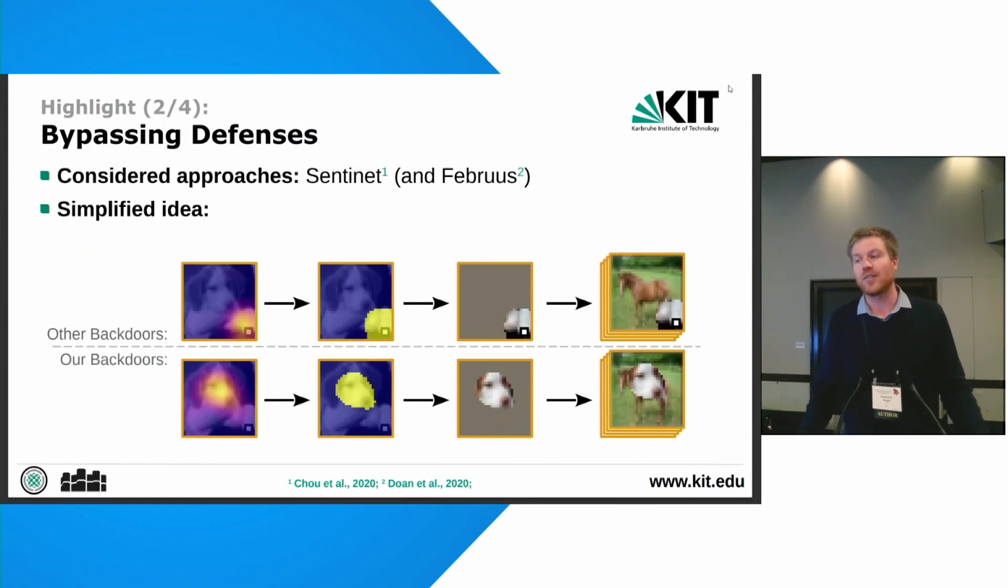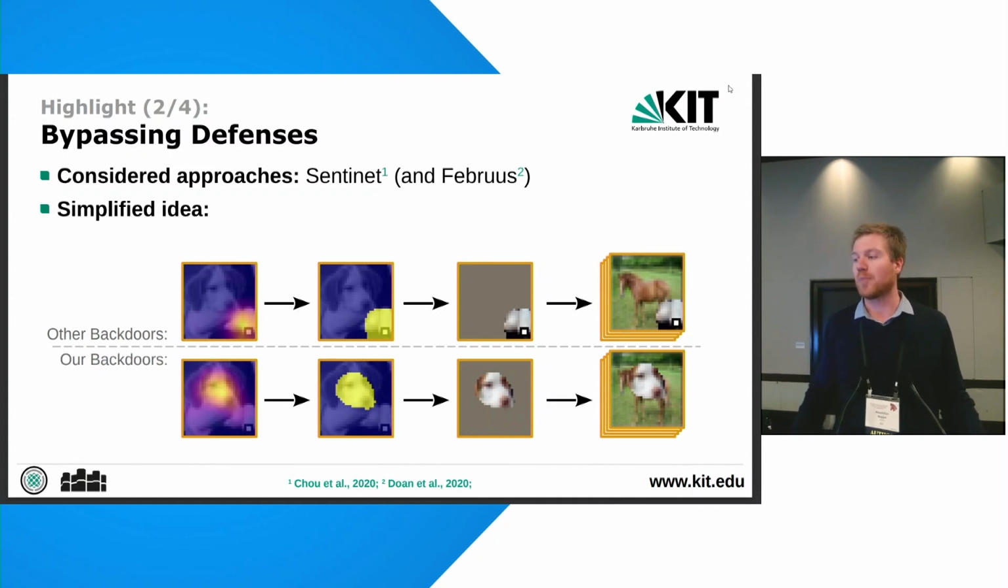Our second highlight is that we show that we can bypass the 2 defenses, SENTINEL and FIPROS. And this is the simplified idea of SENTINEL. Actually, it's a bit more complicated, and FIPROS works kind of similar, but also a bit different. The basic idea is the following. You have the highlight on the trigger, and you take the pixel with the most relevance and a threshold beneath it, like it's the top pixel, and then you take 30% of that pixel. And this gives you the mask of the trigger.